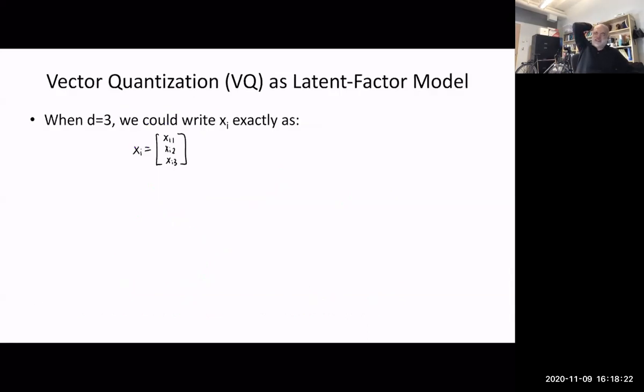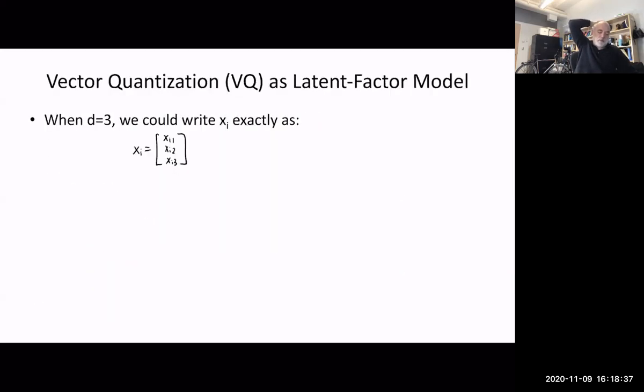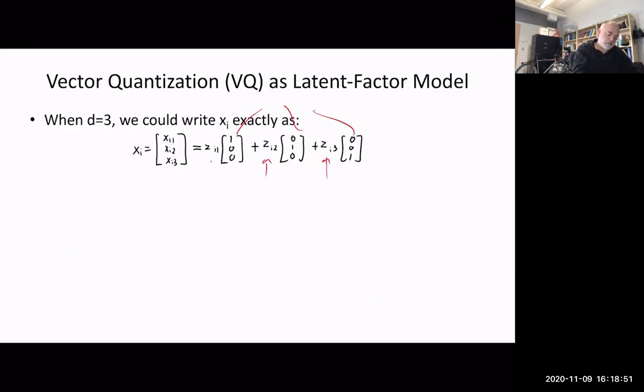So to start to build a little bit of notation, if we think about vector quantization in latent factor modeling terminology, if the original data space was three-dimensional, we could write xi trivially by having three basis vectors and weights associated with them, okay?